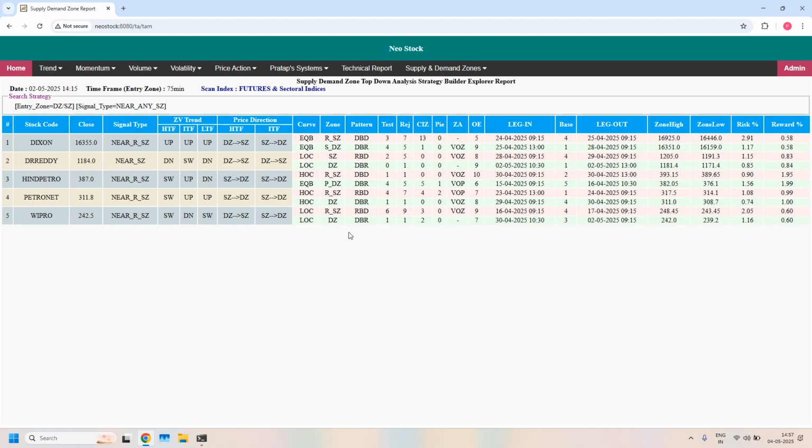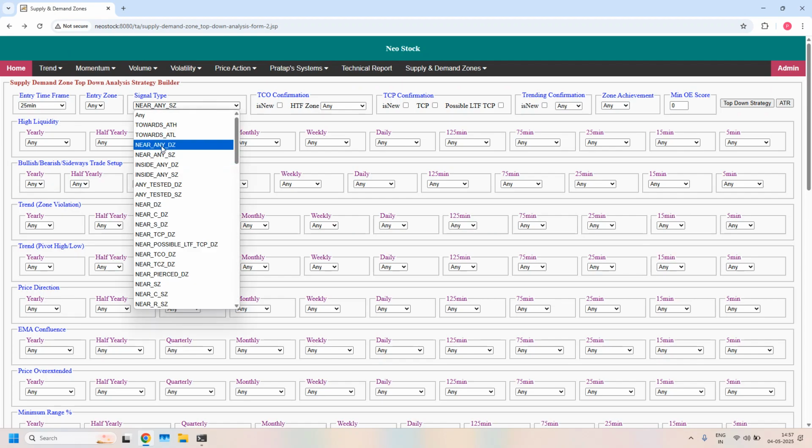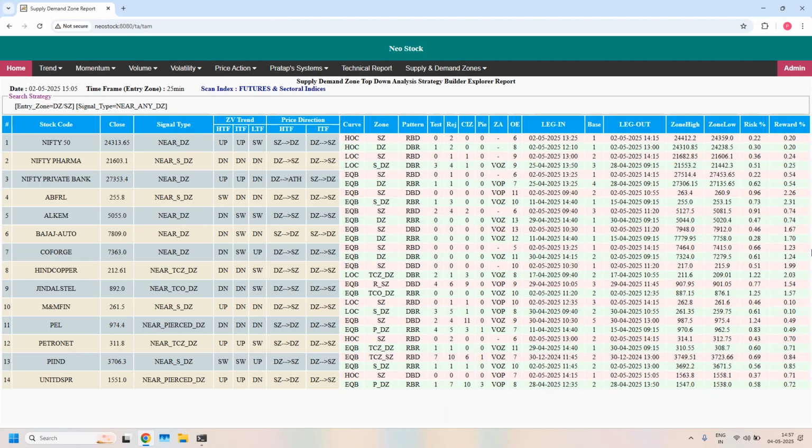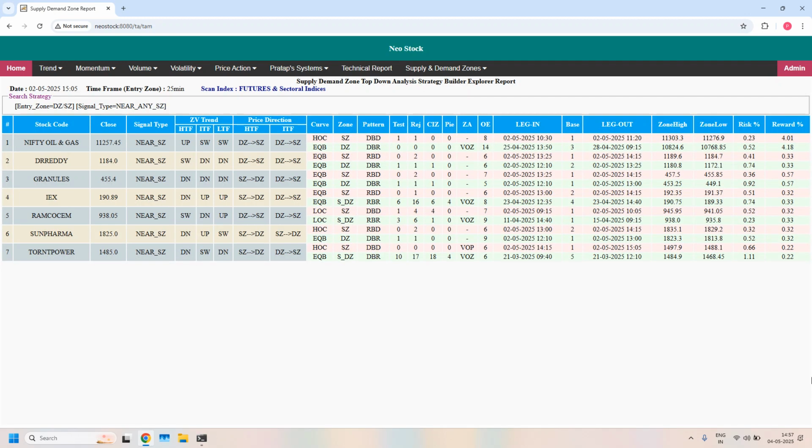So with this we have completed finding high liquidity zones. Next time frame is 25 minutes. Stocks near to the 25 minutes demand zone. We got 14 stocks. Next, stocks near to the 25 minute supply zone. We got 7 stocks.